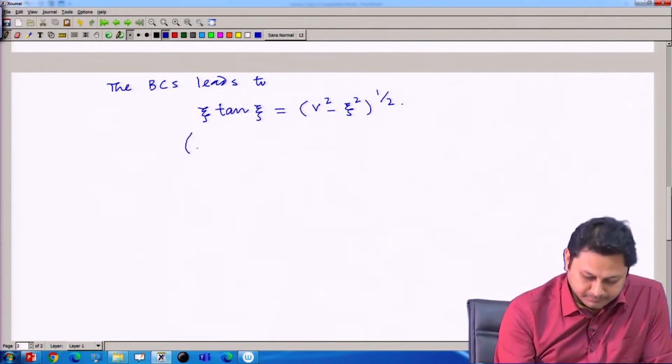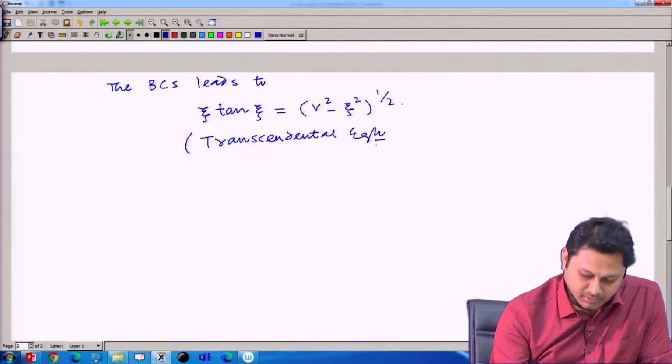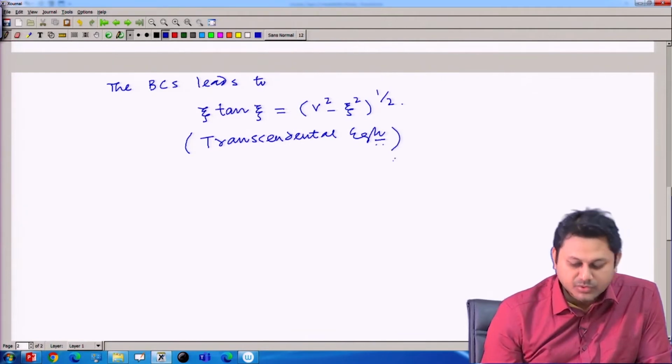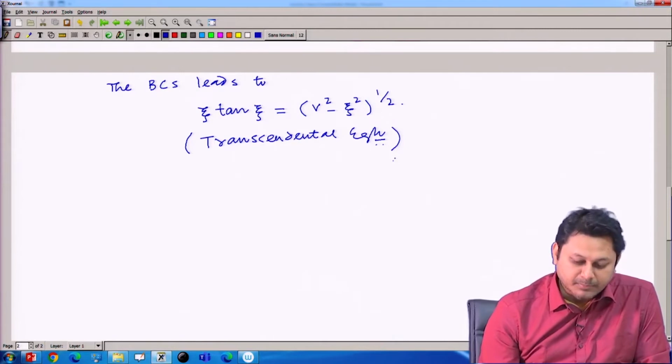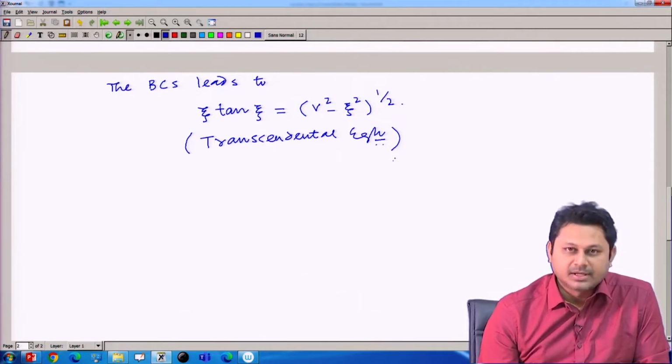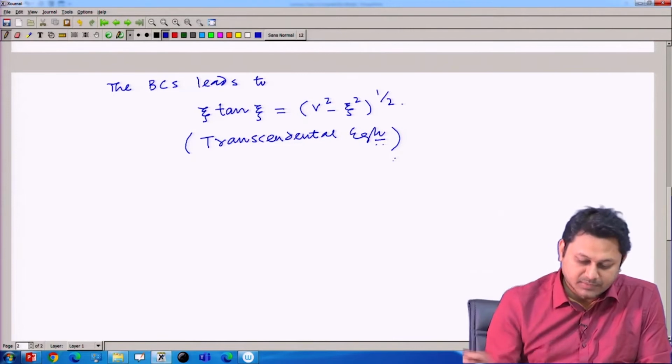This is a transcendental equation, and one can have the solution only when we plot these two functions graphically, and then the cutting points are the solution. In transcendental equations we do not have any closed form solutions.